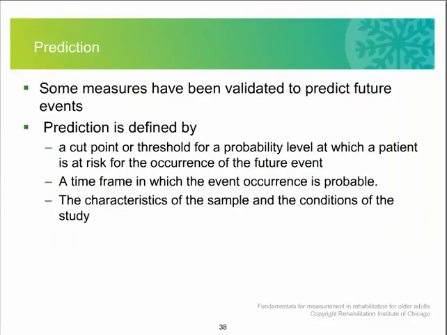Some instruments have been validated to predict the risk of occurrence of a future event. The Berg balance scale is one such instrument. For prediction, look for cutoff scores, risk ratios, odds ratios, or probabilities associated with the occurrence of the event over a specified time frame. Note that the prediction will be most valid for patients who most closely resemble the subjects from the study sample, so compare your patient's characteristics with those reported in the study when interpreting prediction risk.